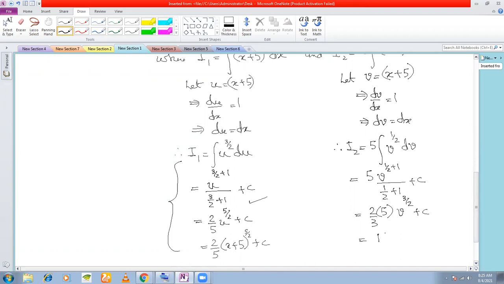That means this becomes 10 by 3. Put back the value of v, (x plus 5) to the power of 3 by 2 plus c. Now we have got I1 and we have got I2 separately.